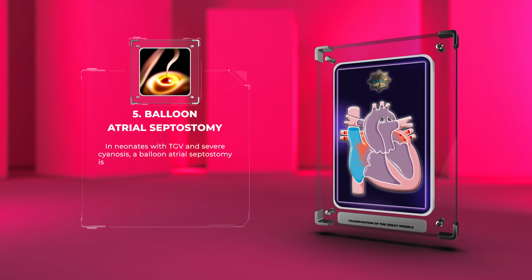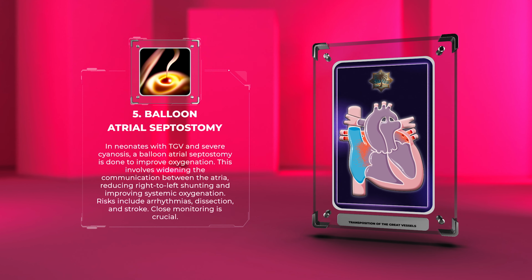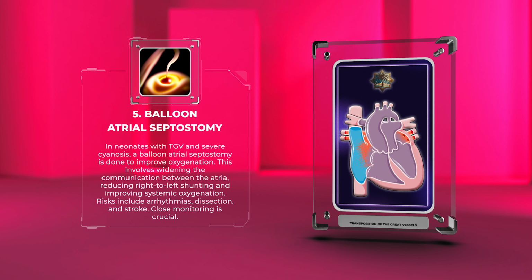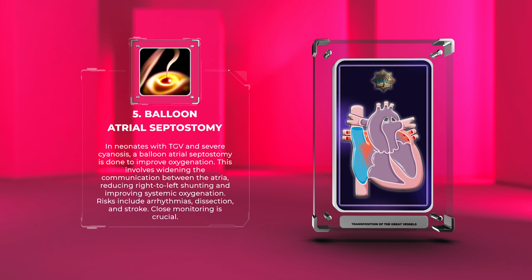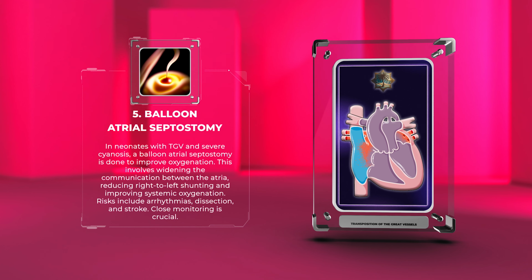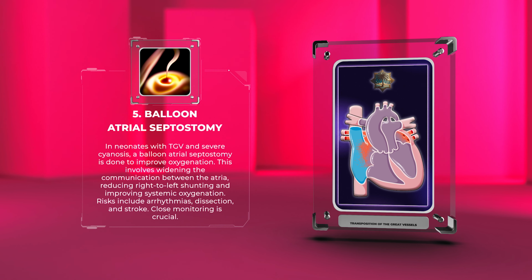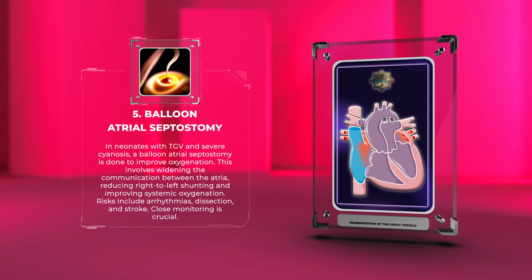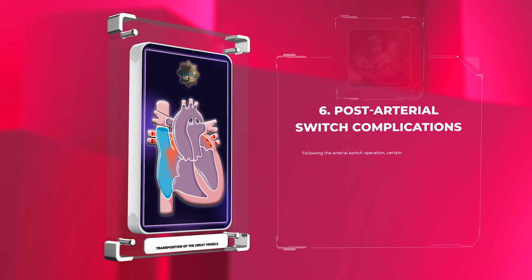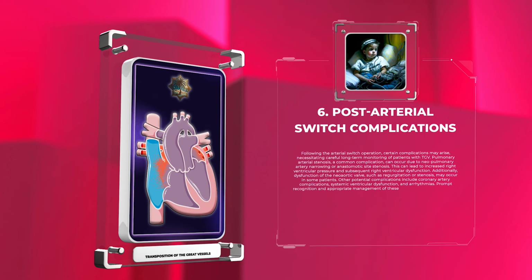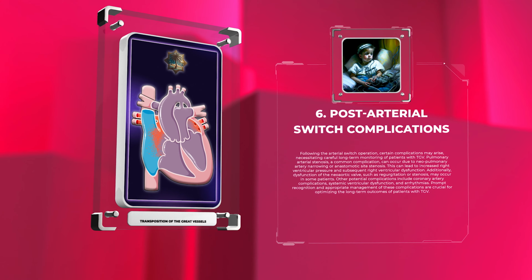In neonates with TGV and severe cyanosis, a balloon atrial septostomy is done to improve oxygenation. This involves widening the communication between the atria, reducing right to left shunting and improving systemic oxygenation. Risks include arrhythmias, dissection, and stroke. Close monitoring is crucial. Following the arterial switch operation, certain complications may arise, necessitating careful long-term monitoring of patients with TGV.